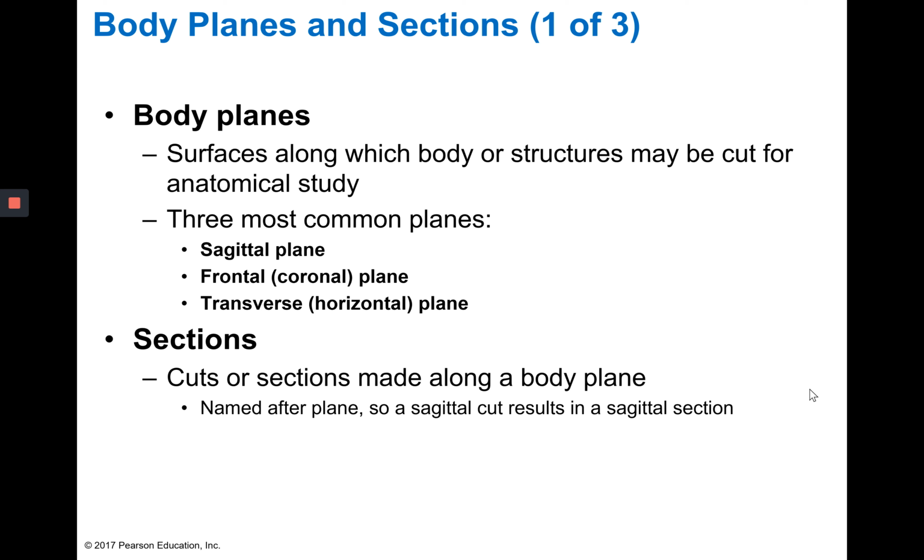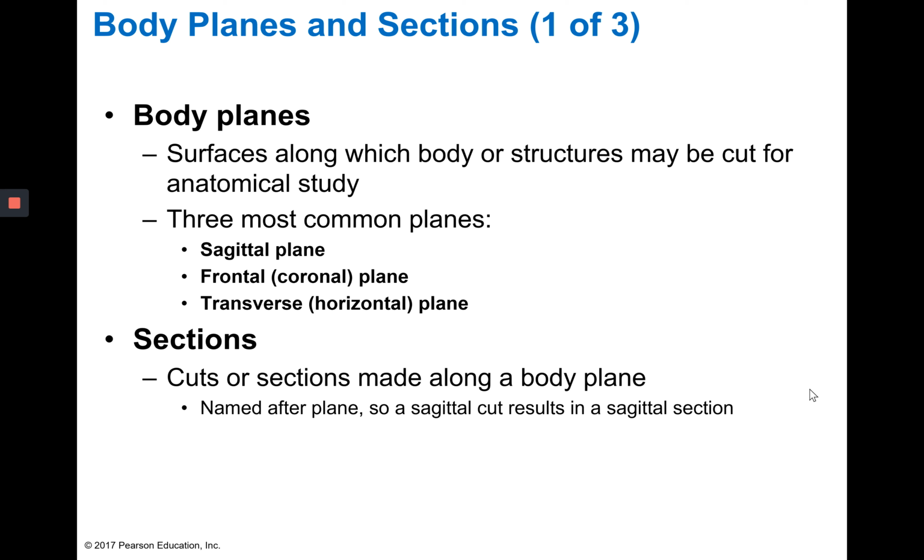So our body planes again, our options are sagittal, frontal, or transverse. Frontal is also called coronal. Transverse is also called horizontal. And body planes are useful in order to talk about cuts or sections made along a body plane, either in surgery, or we could even use them to talk about specimens that are being used on a microscope.